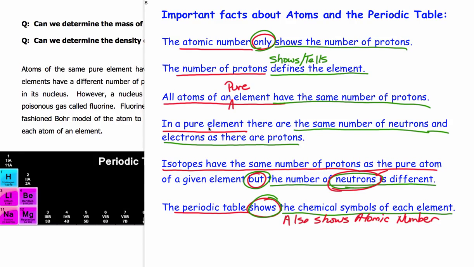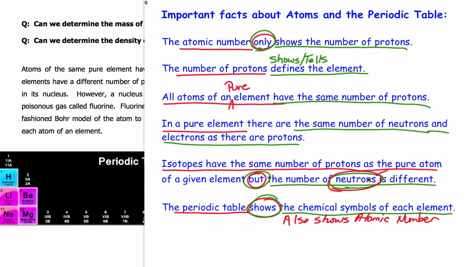Okay, so atoms that are pure of an element are going to have the same number of protons, neutrons, and electrons. Now the atomic number still only tells us how many protons there are. Isotopes have the same number of protons as a pure atom of a given element, but the number of neutrons is going to be different. So the particle count will be different, and the atomic mass, which is the particle count, will be different.